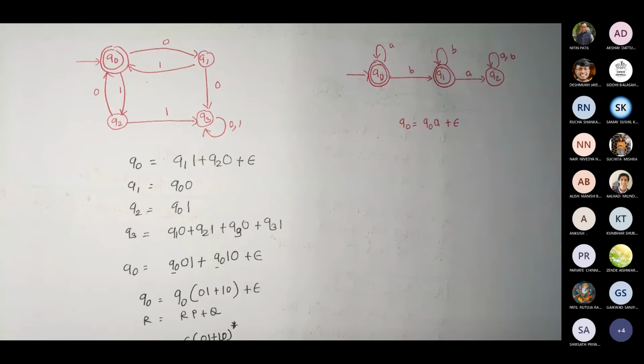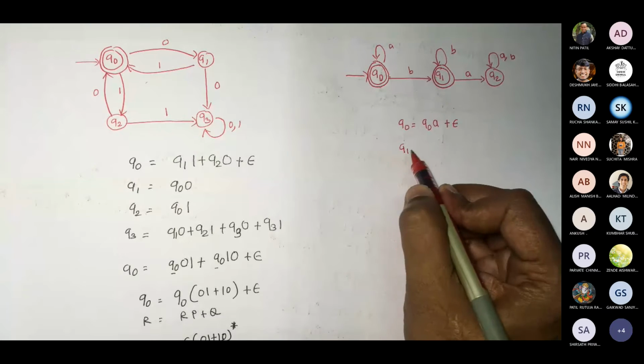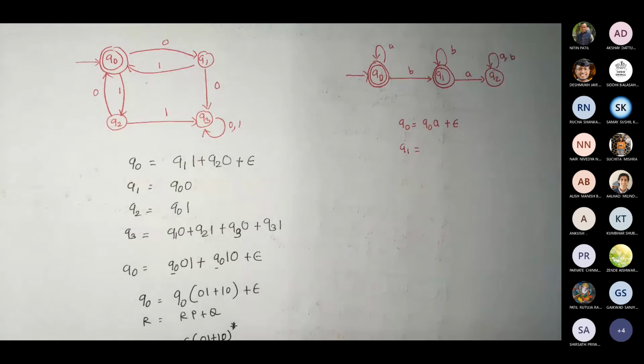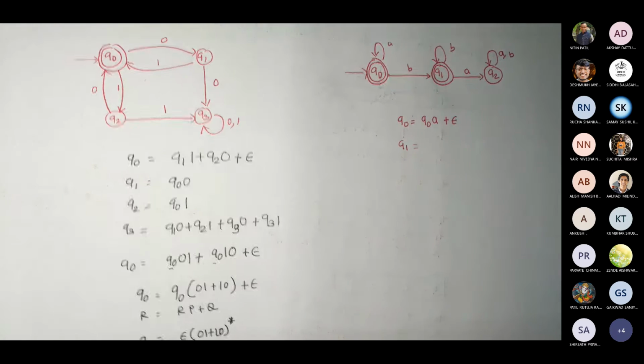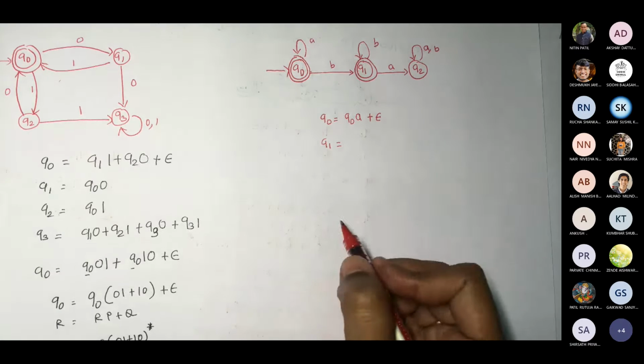Now I have to ask Q1. Rohit, what is Q1? Rohit, are you there? Give me equation for Q1. Q1 is equal to Q1B plus epsilon.